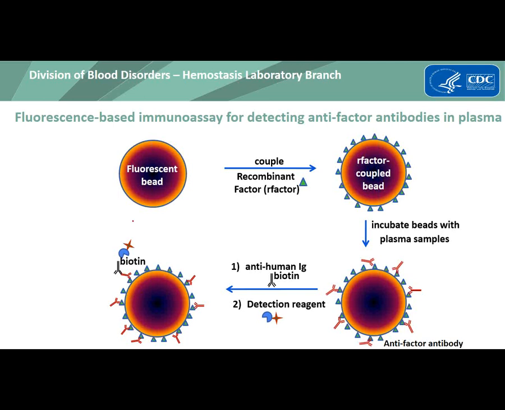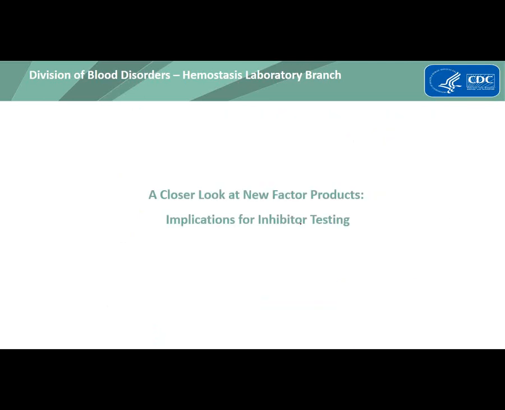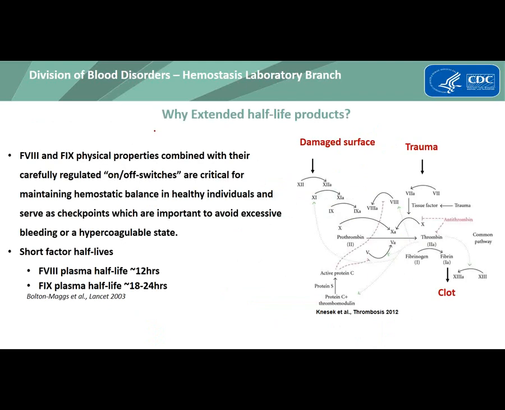So with that said, I'd like to spend the next part of the talk taking a closer look at new factor products and the implication for inhibitor testing. And for that, I'd like to start by asking a simple question: why extended half-life products? And in order to put that question into context, I've brought the coagulation cascade back, in this case to point out the level of complexity.